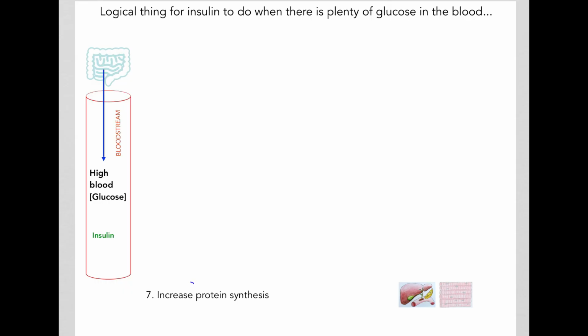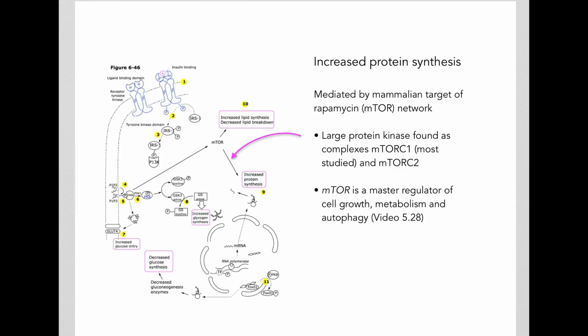And finally, let's look at another effect of insulin, and that is how it increases protein synthesis. Most proteins are synthesized in the liver as well as the skeletal muscle, so we'll focus on these two tissues. First, let's look at how insulin increases protein synthesis in the liver.